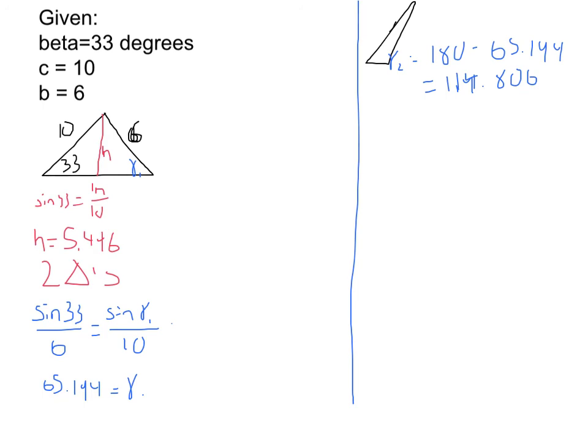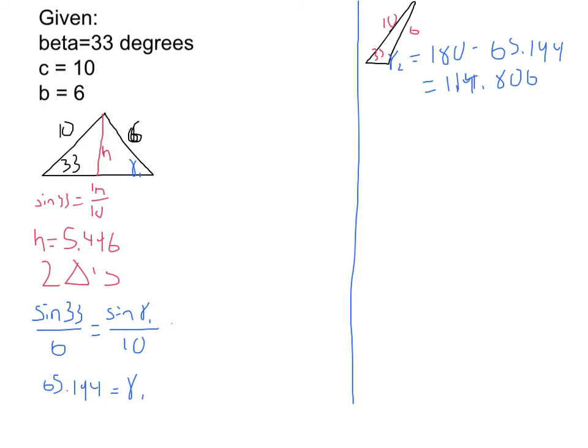In this triangle over here on the right, I still know that this is 33, I still know that this is 6, and that this is 10. It's just that my gamma is different. In the first triangle, my gamma is 65. In the second one, it's 114. And like we said in the last one, one of them should always be obtuse. It will always be the second one that you find, actually.